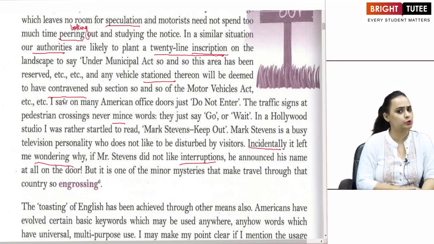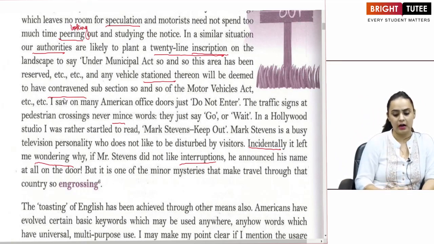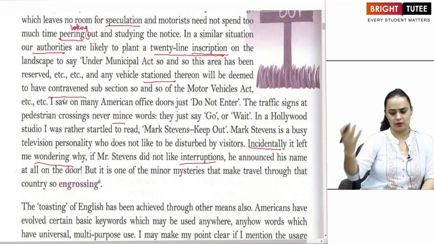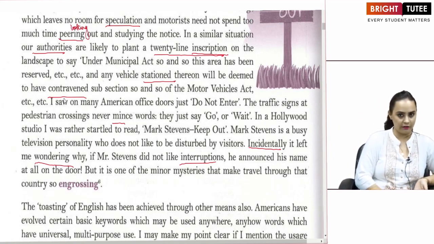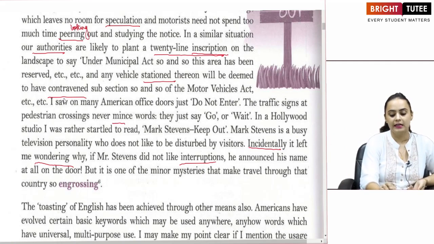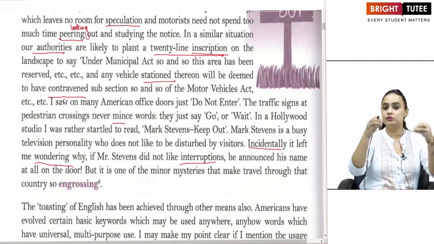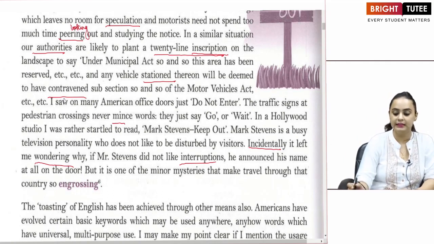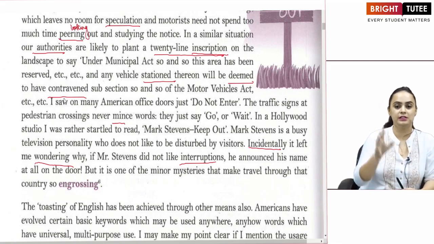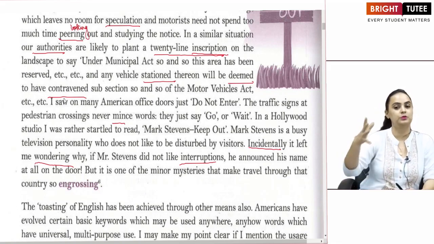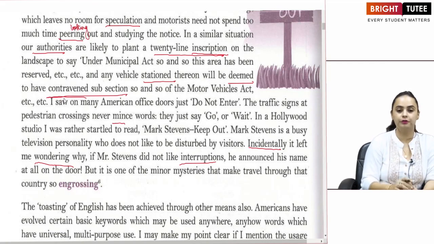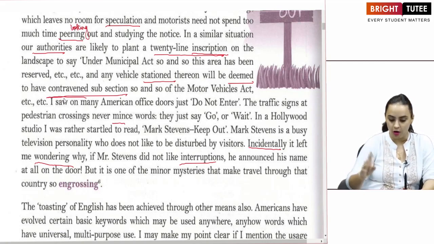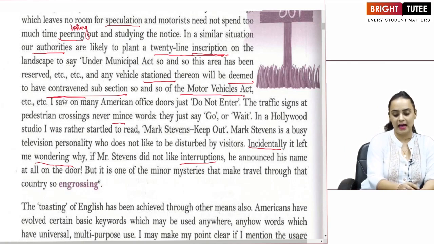a 20-liner description of it. They would have written that under the Municipal Act and so on, this area has been reserved. So, this area is under the government, etc. Any vehicle found in this area will be deemed to have contravened. Will be deemed means that vehicle is going to be kept with the government because that vehicle will have contravened. Contravened means would have broken some law of the Motor Vehicle Act, etc.